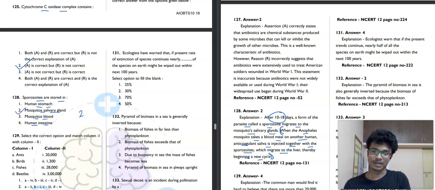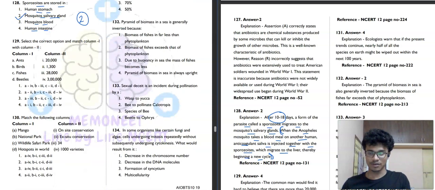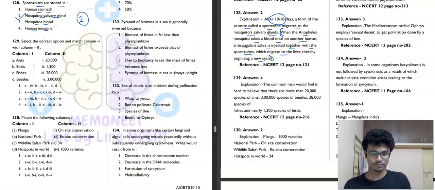If we also read the malarial cycle diagram, then you can also see that in NCERT. Now next is 129. It is saying select the correct option and match column first to column second. Column first is given: ants, birds, fishes and beetles. So ants it will be 20,000, then birds 1,300, fishes 28,000, beetles almost 3 lakh. So the fourth option will be the correct answer for this question.